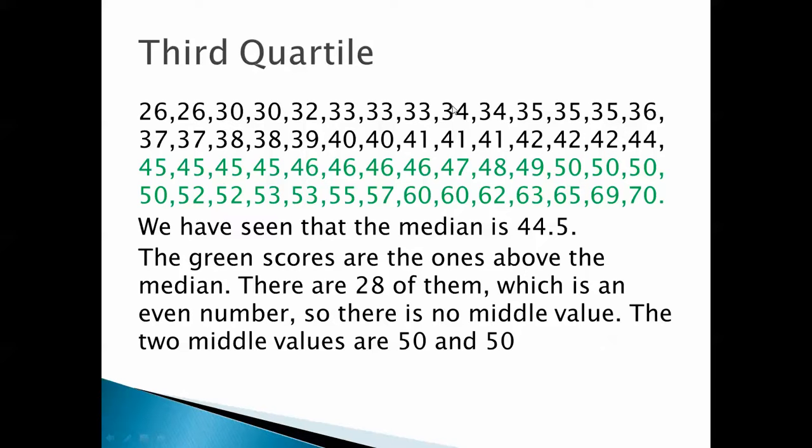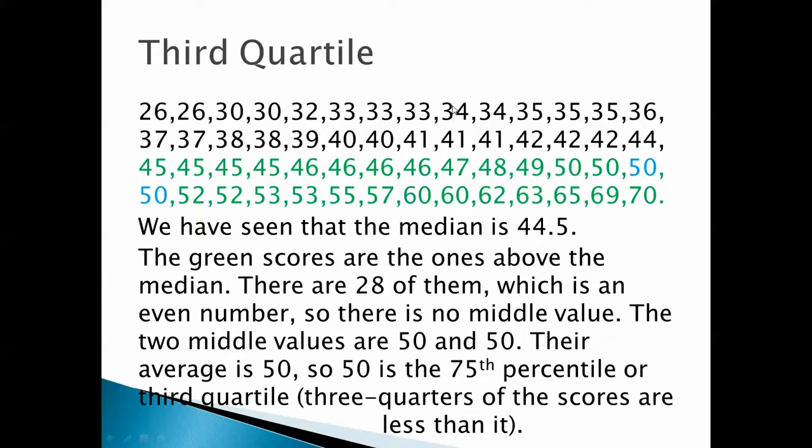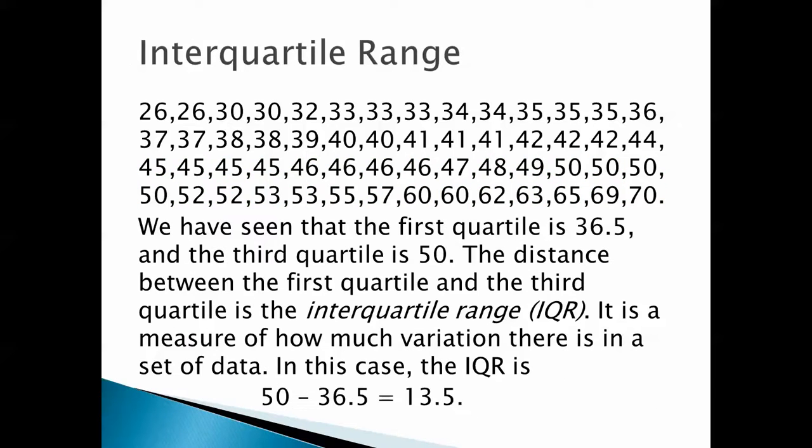The 2 middle values are 50 and 50. That's convenient. Their average is 50, so 50 is the 75th percentile, or third quartile. And again, it's called the third quartile because 3/4 of the scores are less than it. 3/4 of the scores are less than 50.